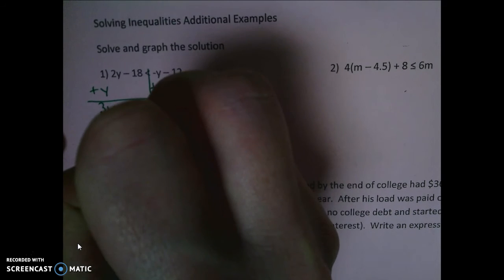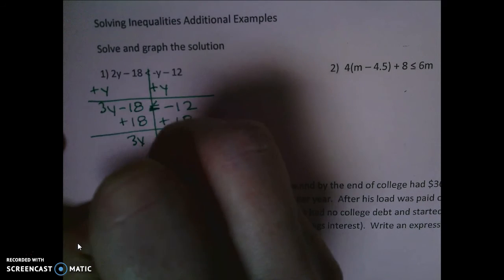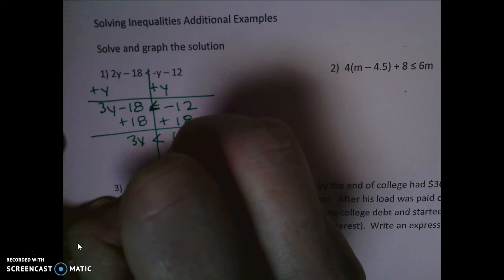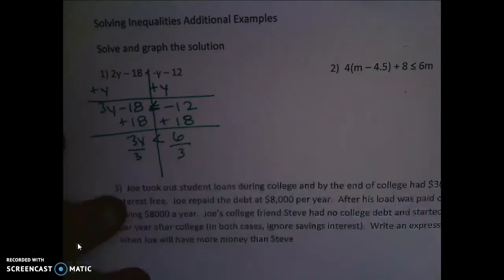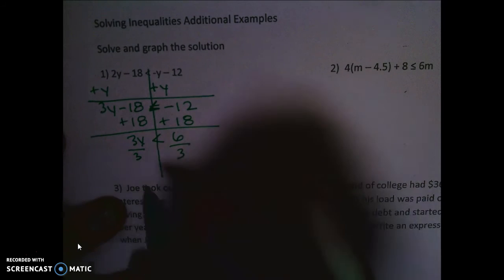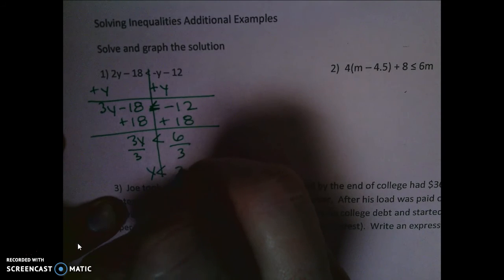So 3y, sorry, this should be less than, is less than 6, and then divide by 3. Since I did not divide by a negative, I do not need to flip the sign. So that would just be y is less than 2.